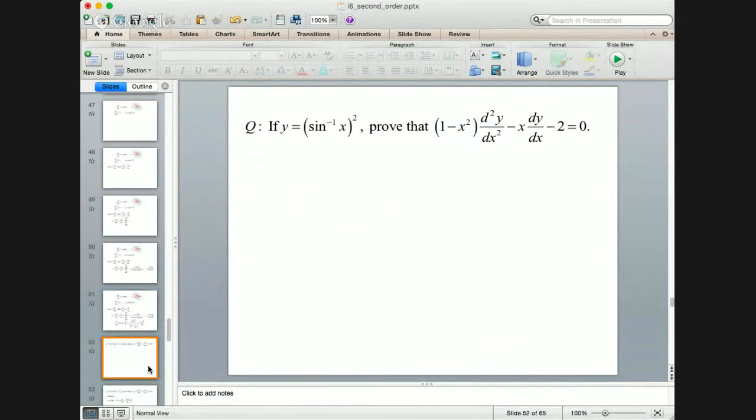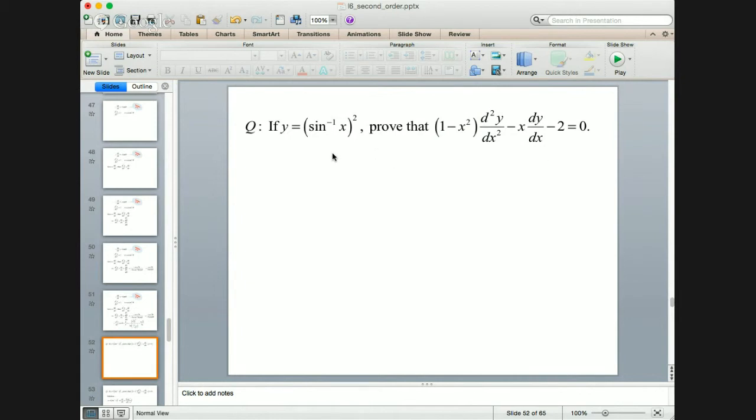Because we had done inverse trigonometric functions earlier, so there must be a question on inverse trigonometric functions for second order derivatives as well, right? So here we go. The problem is if y is equal to square of sine inverse x, prove that 1 minus x square into d2y by dx square minus x dy by dx minus 2 is equal to 0. So these are very standard style of questions. You are given a y and then you have to prove an expression which involves the first and the second order derivative.